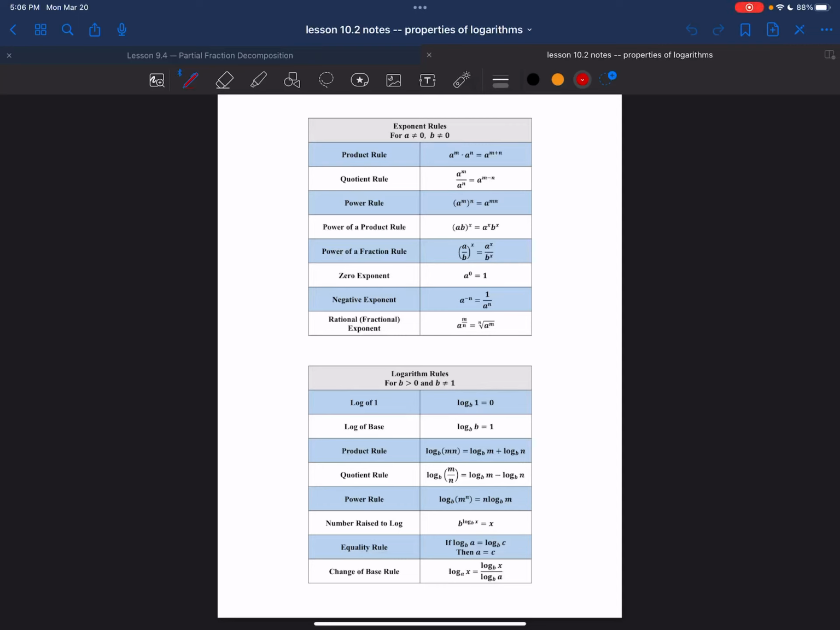Hello, and welcome to lesson 10.2 on the properties of logarithms. So, in this video, I'm going to work some examples using these properties.